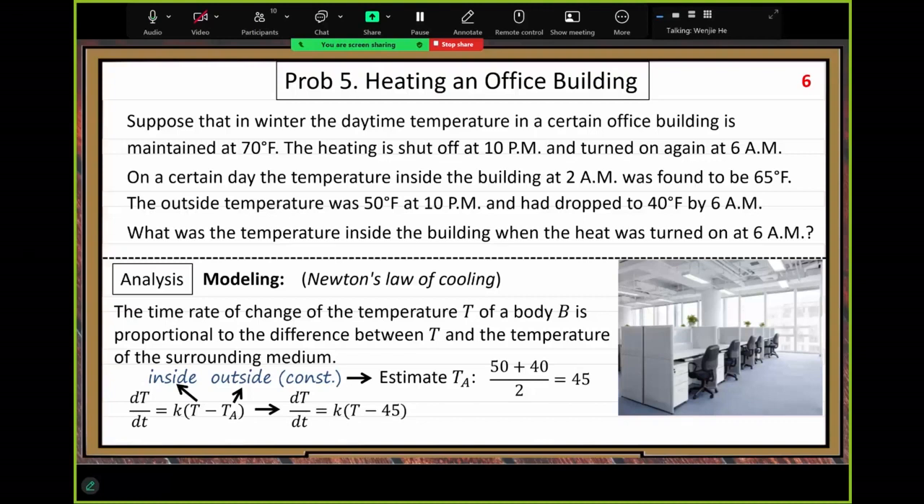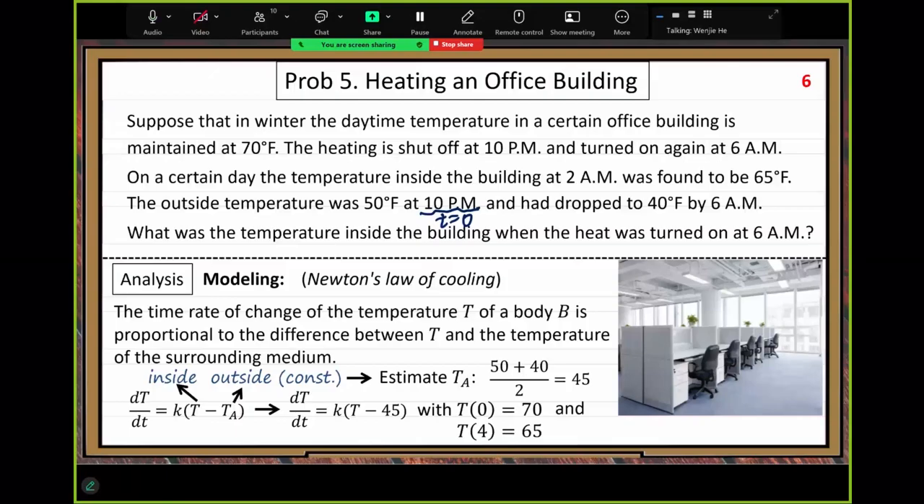It's a separable ODE, and we can solve it. Everyone can solve a separable ODE easily, right? All right, so let's solve it. We have the initial condition T of 0 equals 70. So we need to set the zero time. For the zero time, we use 10 p.m. That's the T equals 0 time, our reference point.